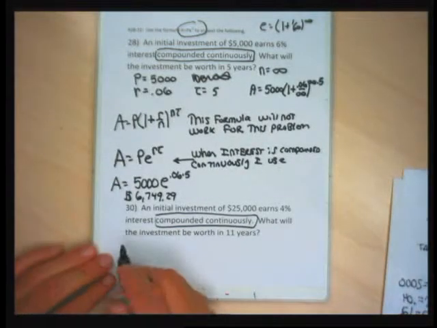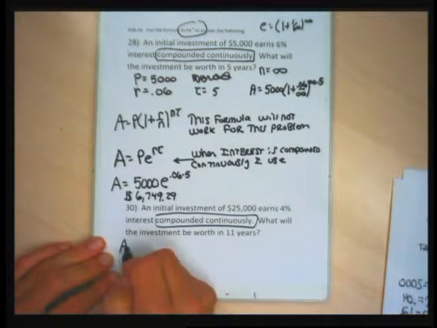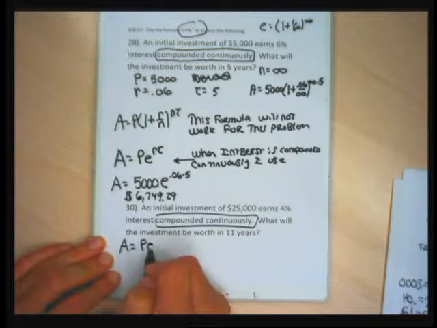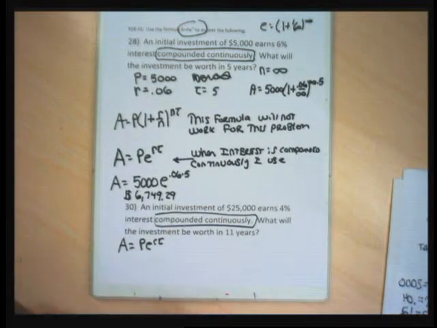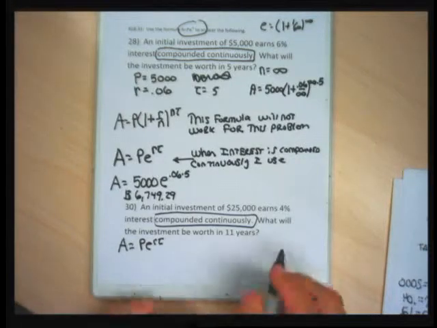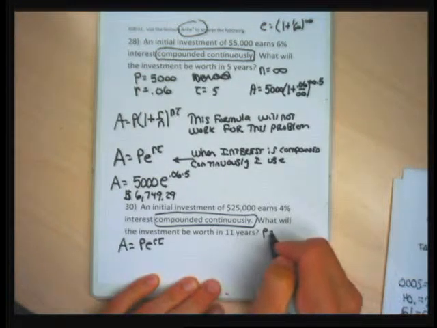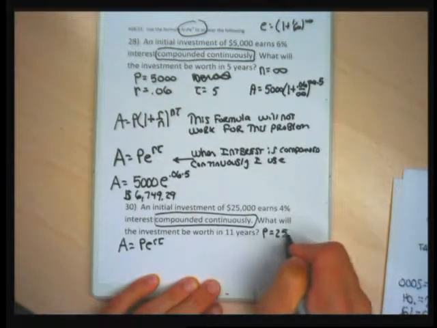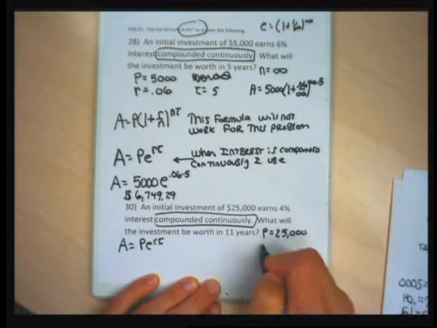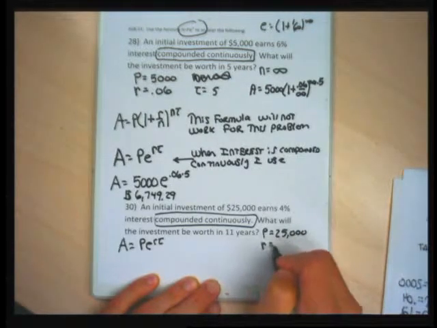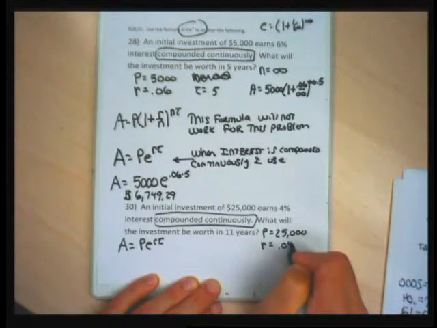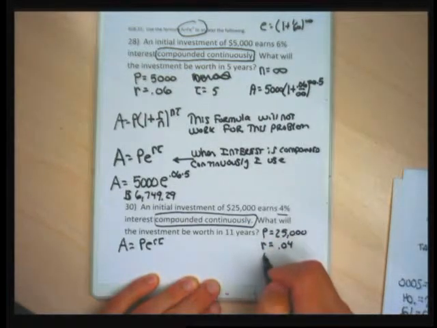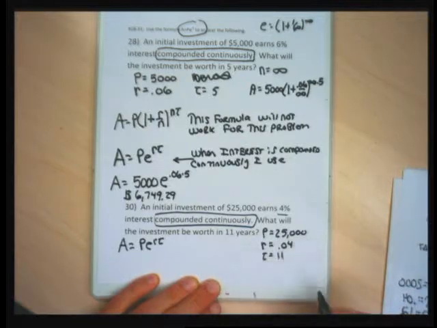And the E formula is easy to use. It's actually probably easier for me on my calculator to use the E formula. So immediately, this was a money problem. I saw the word continuously. I know I'm using the E formula. And in the E formula, I only need three letters as opposed to 4. I need the starting amount of money, P, which is $25,000. I need the interest rate in decimal form, which is 0.04, and I need the time, which is 11 years.